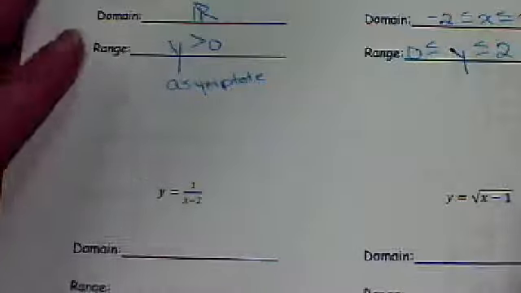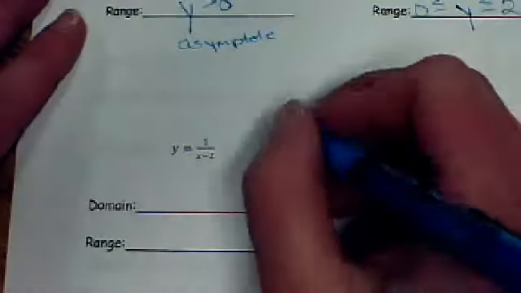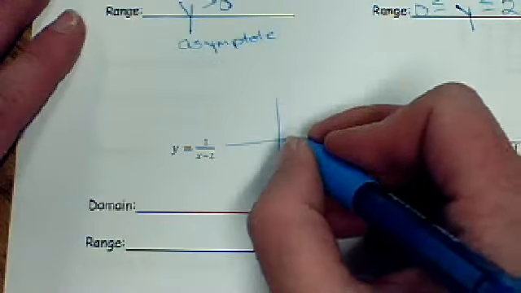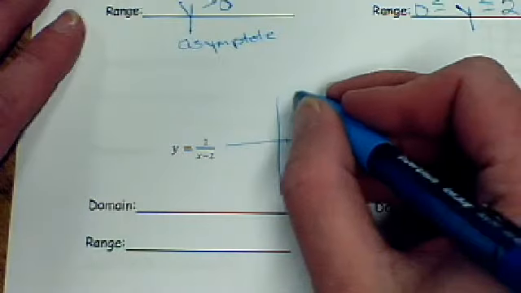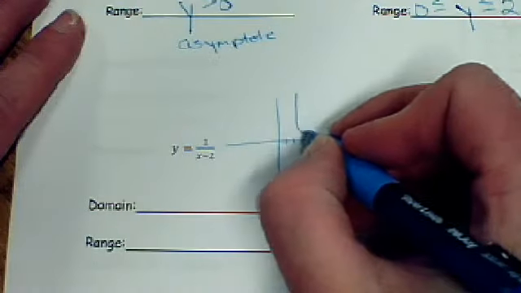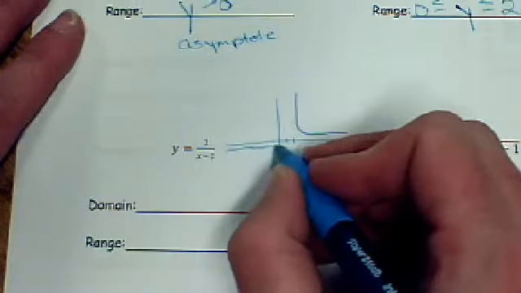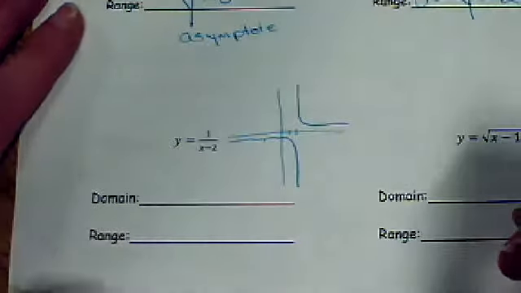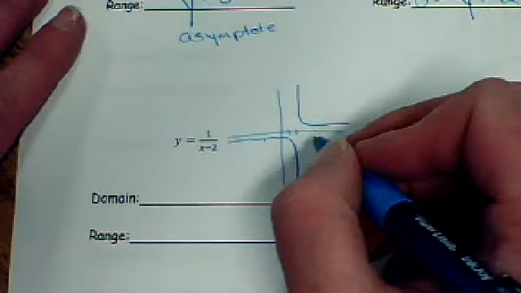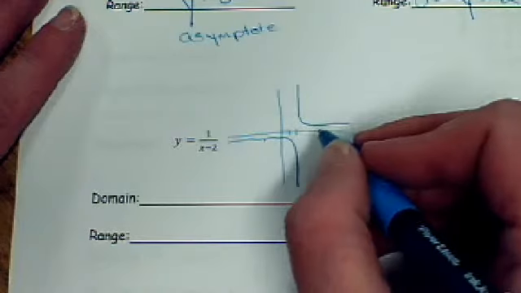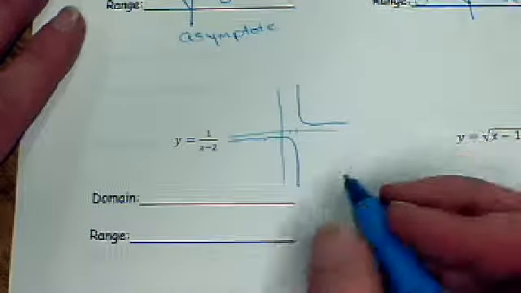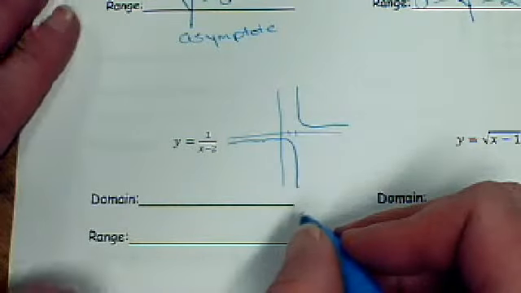Y equals 1 over x minus 2. If you looked at that in the calculator, you would see something like this and this. Something weird, whoops, yeah, I had it right, x minus 2. Something weird is happening when x is 2.